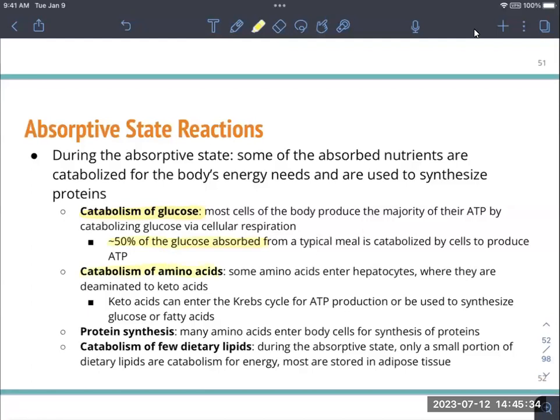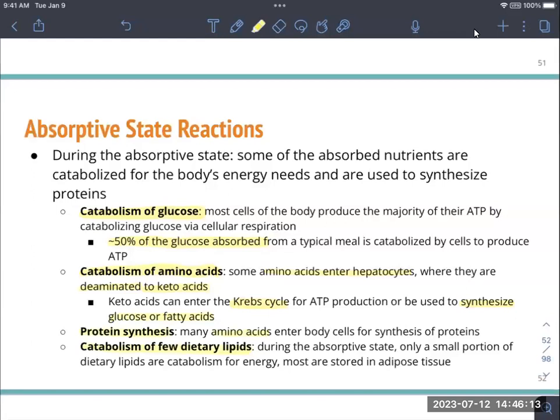Catabolism of amino acids. So some of these amino acids are going to go to those hepatocytes, where they are deaminated into keto acids. Keto acids can enter the Krebs cycle. They can be used to synthesize glucose or fatty acids. And then there's protein synthesis. So a lot of the amino acids that enter the body cells are used for this synthesis to make our body's own proteins we need. We will catabolize few dietary lipids.